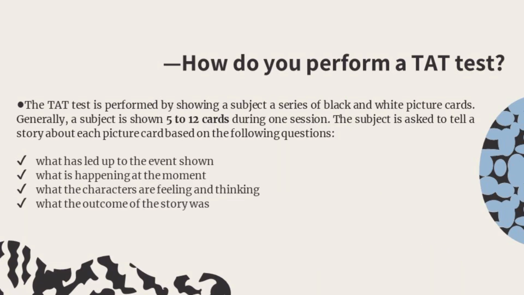So my partner will continue to explain the features of the Thematic Apperception Test. How do you perform a TAT test? The TAT test is performed by showing a subject a series of black and white picture cards. Generally, a subject is shown 5 to 12 cards during one session. The subject is asked to tell a story about each picture card based on the following questions.